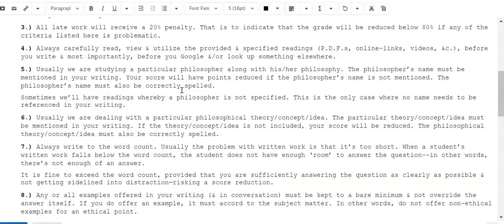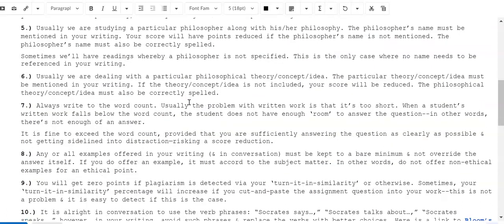And this is really important for me and important for you too, because you're giving credit where credit is due, okay? And then sometimes there will not be a philosopher specified. So in that case, you don't need to mention a specific philosopher.